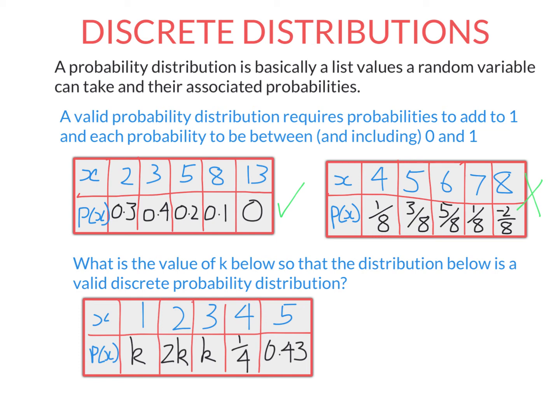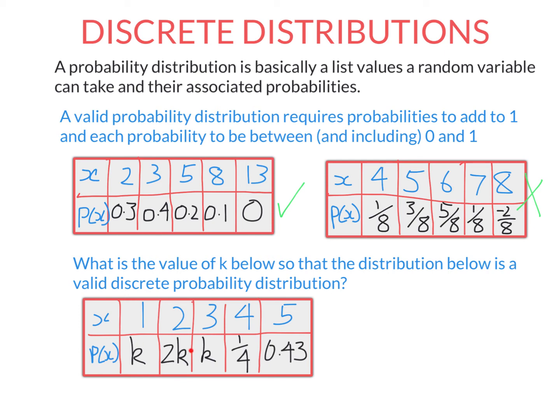So let's look at this question here. What's the value of k? The distribution is a valid discrete probability distribution. Well, it's already discrete because x can only take a certain number of values. If we want it to be a valid probability distribution, then all of these probabilities need to add to 1, and each of them needs to be between 0 and 1.